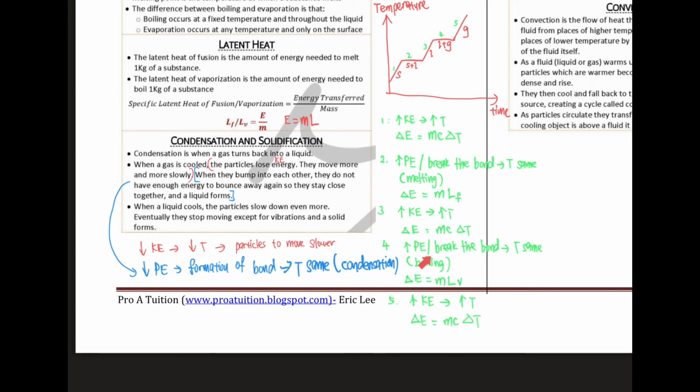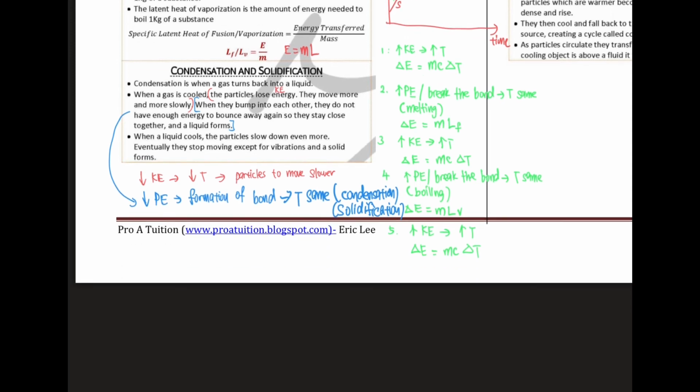Besides condensation, you know, boiling, melting, right? Now the other way around, condensation and freezing or solidification. So I will not use solidification. Solidification means freezing. Okay, so that is what happens here. So I put it in the aspect of energy. So decrease in kinetic energy, temperature drop, particles move slower.